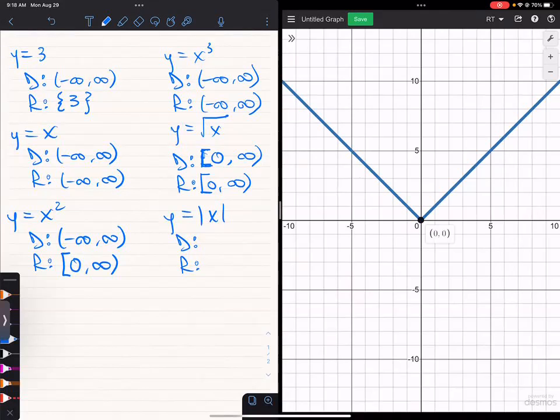Again, you get kind of a corner point or a vertex there at 0, 0. What are its domain and range?